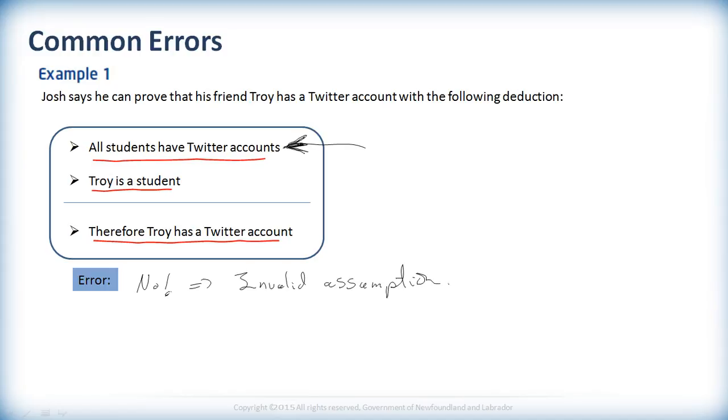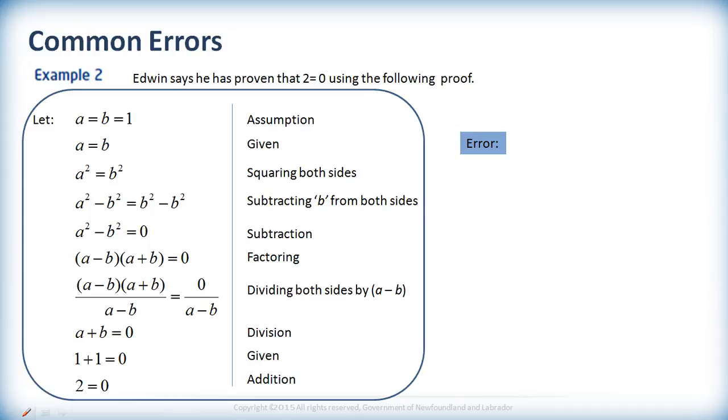So we've assumed something to be true that we know isn't true. And if that's the case, you're going to be able to prove that Santa Claus races Mickey Mouse on the weekends. Okay. Common errors. Example 2. Edwin says he has proven that 2 equals 0. See, people try to pass these off as valid proofs all the time. They say they're magic. They can prove that math doesn't work. Okay, and they always have the same error. Let's show you what it is.